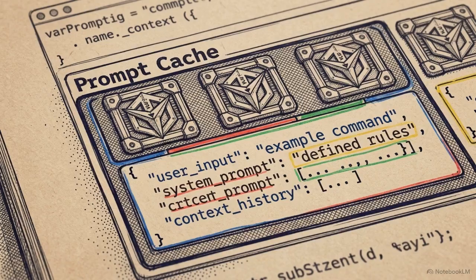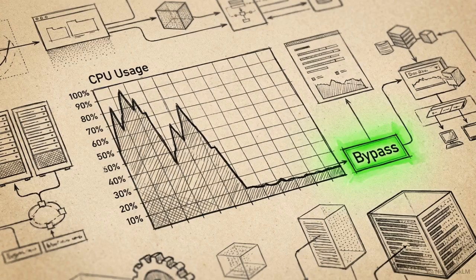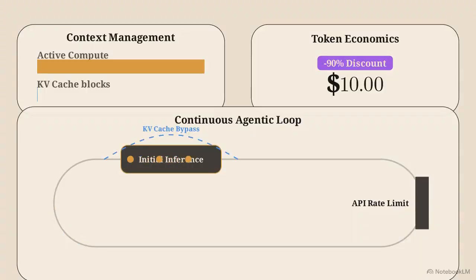We bypass this delay using key-value, or KV, prompt caching. This method saves the underlying state of common prompt sections, shifting the compute burden away from active processing. This dashboard shows active compute tokens shrinking down. Converting repeated inputs into key-value cache blocks skips the initial inference phase. Bypassing this processing gives a 90% discount on input costs. Plus, cache tokens bypass API rate limits, keeping the loop moving.